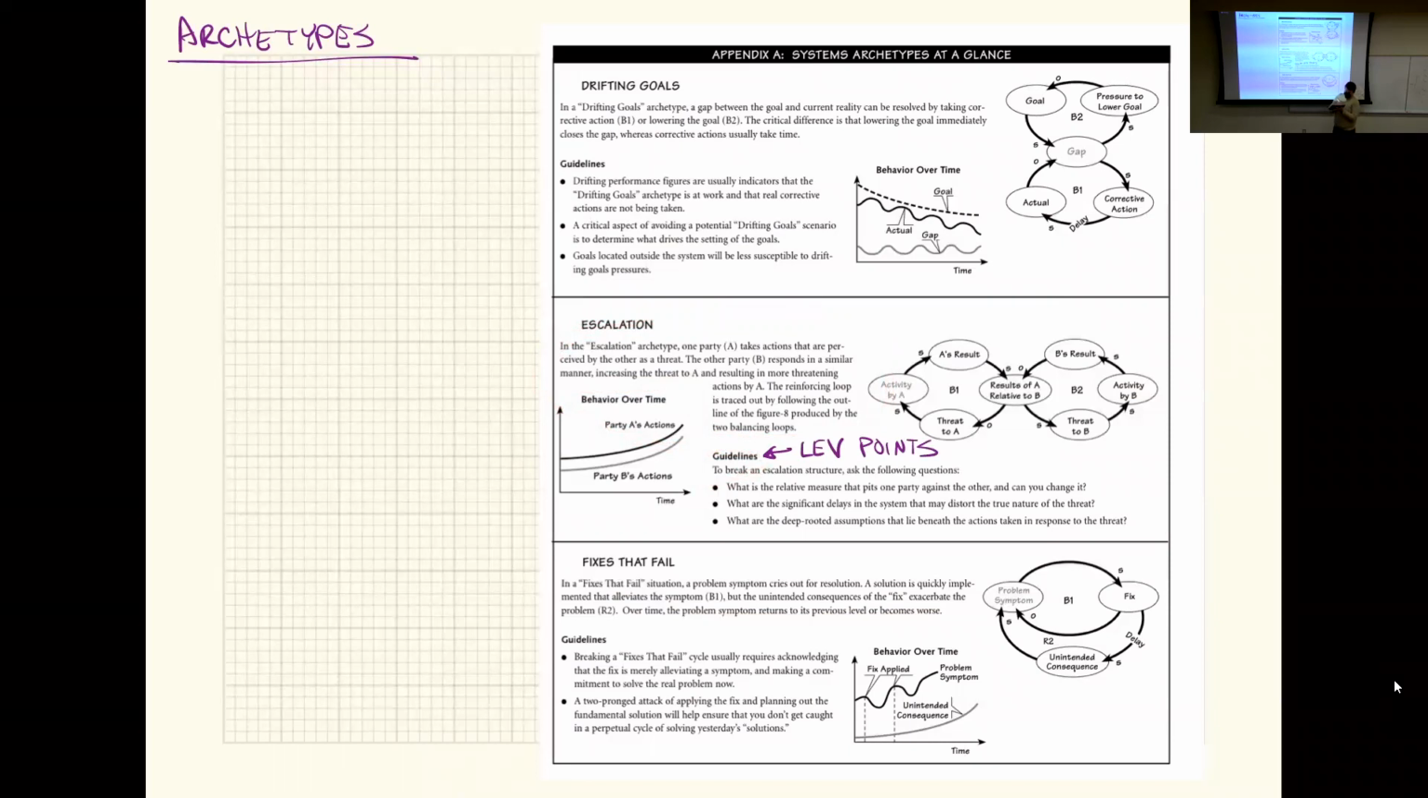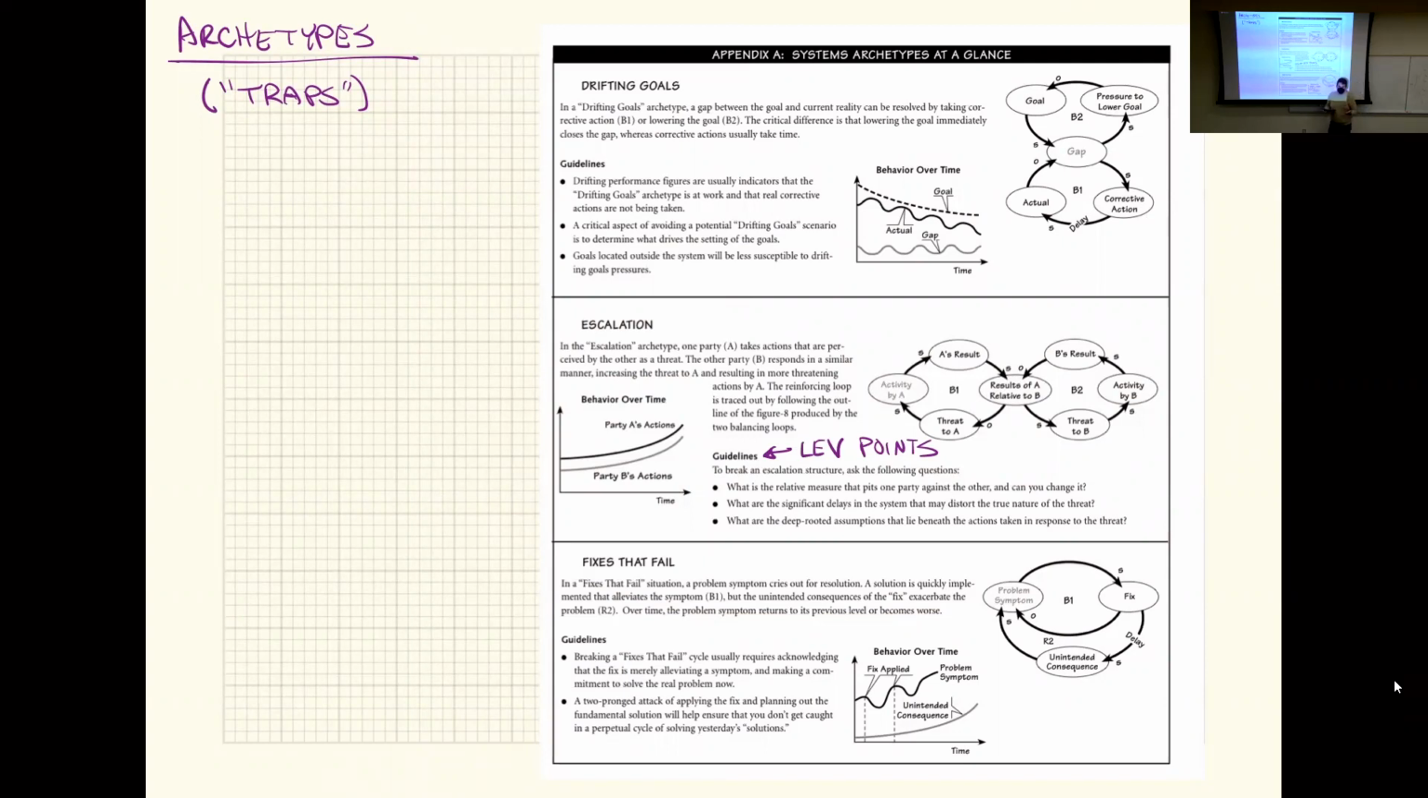So the archetypes, sometimes we also call them traps, and say, if you find yourself in this trap, where can you get leverage? And so they mention here to break an escalation structure, ask the following questions. What is the relative measure that pits one party against each other, and can you change it? So can you make it so these aren't fighting against each other? Are there delays in the system that distort the true nature of the threat?